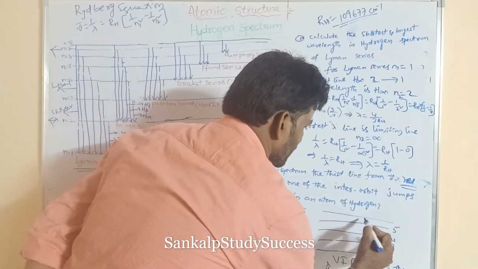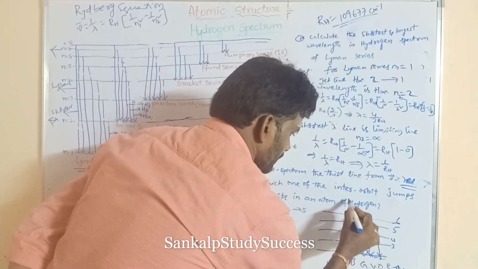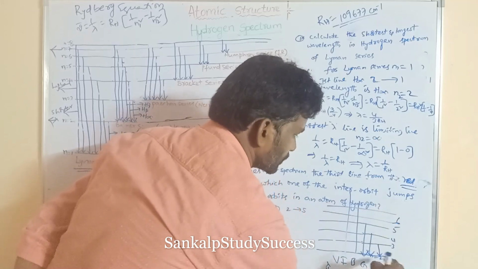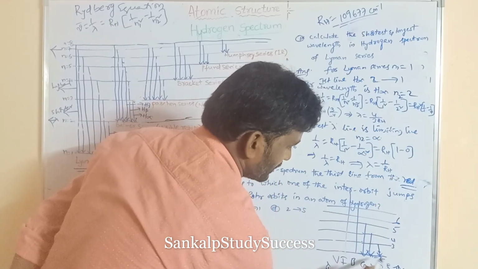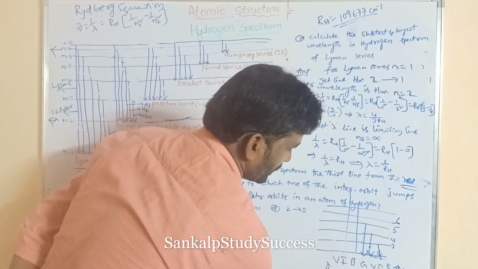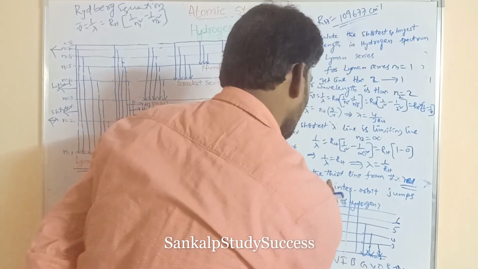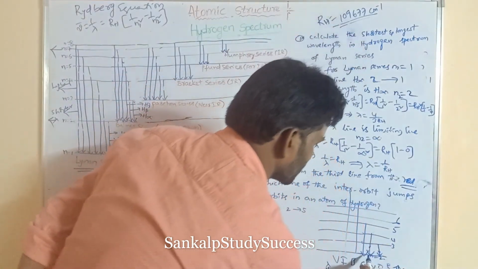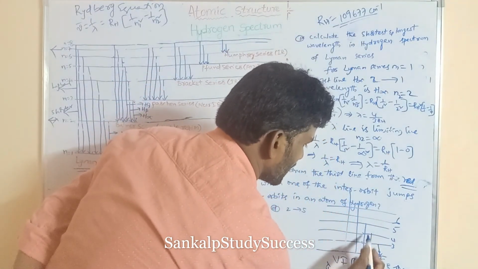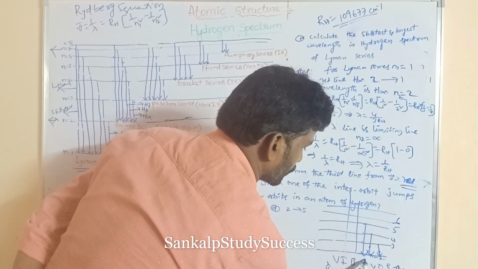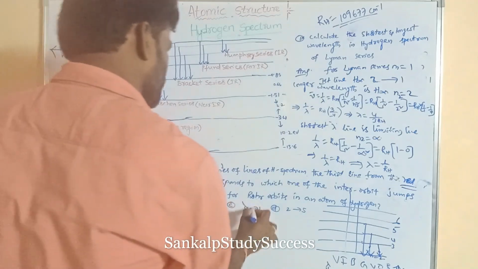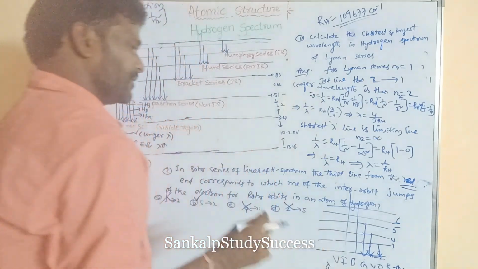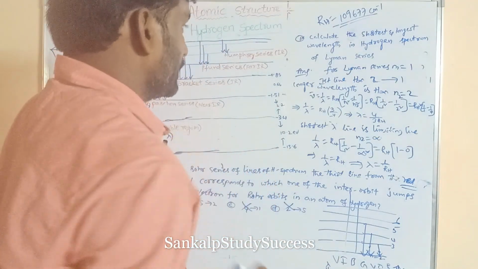Similarly, we can take other series as well. The first line is red color, the second line is orange, the third line is yellow. In this problem the third line is asked. So what is the third line? Which transition? 5 to 2. So that is right, and the others are wrong. Okay. Next.